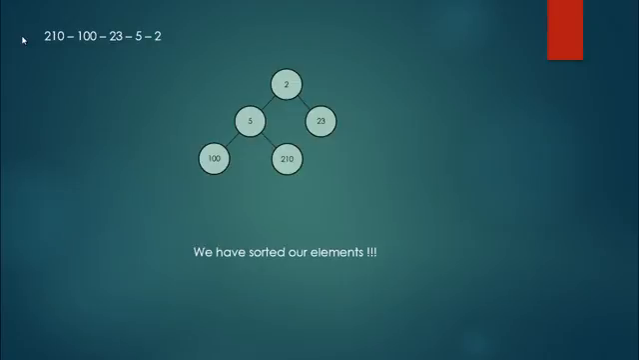So we have sorted our elements, and if you see, we do not need any additional memory. We just have to represent this heap with the help of arrays. We just have to swap the numbers in this array. It's a very, very efficient sorting algorithm. What's the problem with it? That first we have to construct our heap.